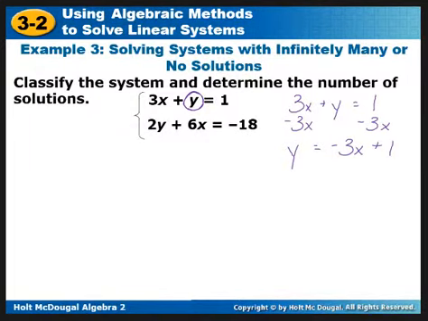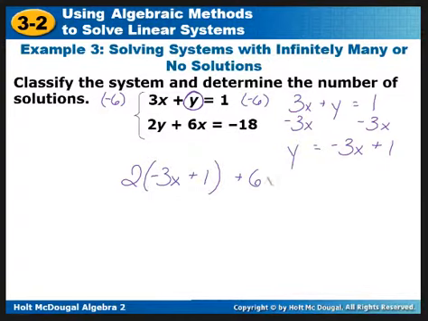My other option would have been to multiply the top equation by negative 6 all the way across and get a new equation that would have gotten the x's to cancel out. But I opted for this one, so we'll roll with that instead. So I'm going to take the bottom equation, the one that I didn't substitute into, and fill negative 3x plus 1 in for my y, plus 6x equals negative 18. So I'm going to get negative 6x plus 2 plus 6x equals negative 18.